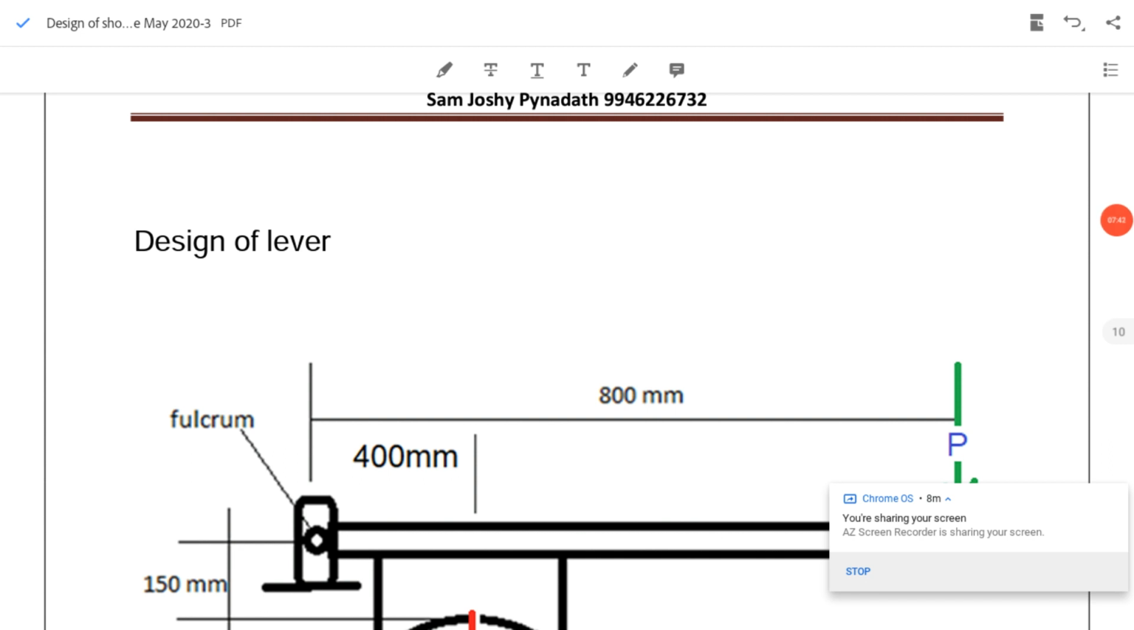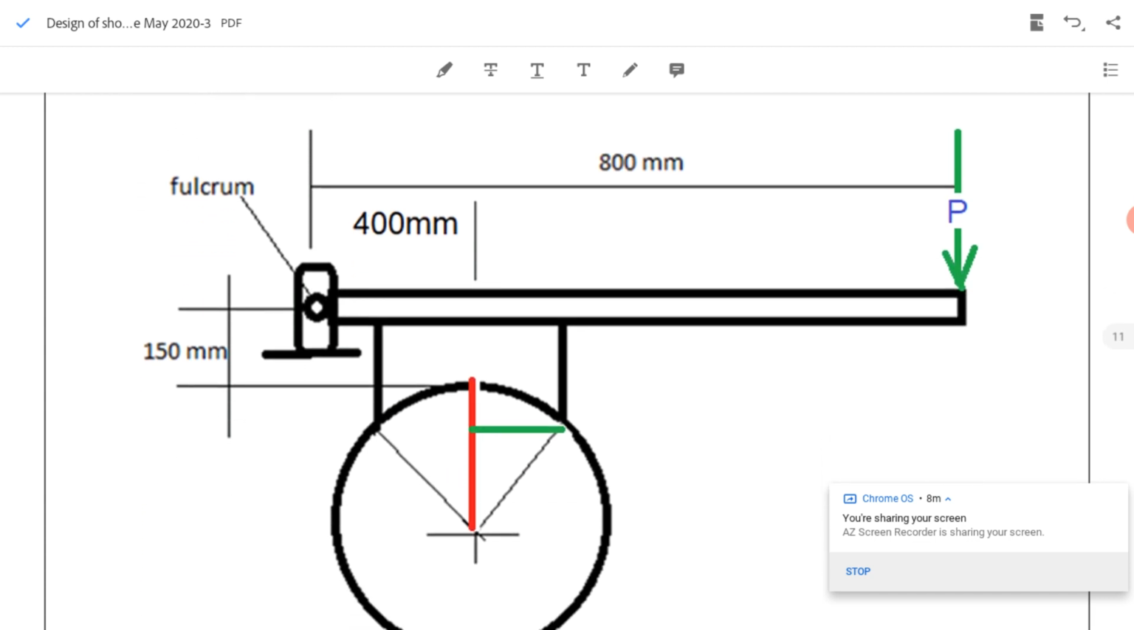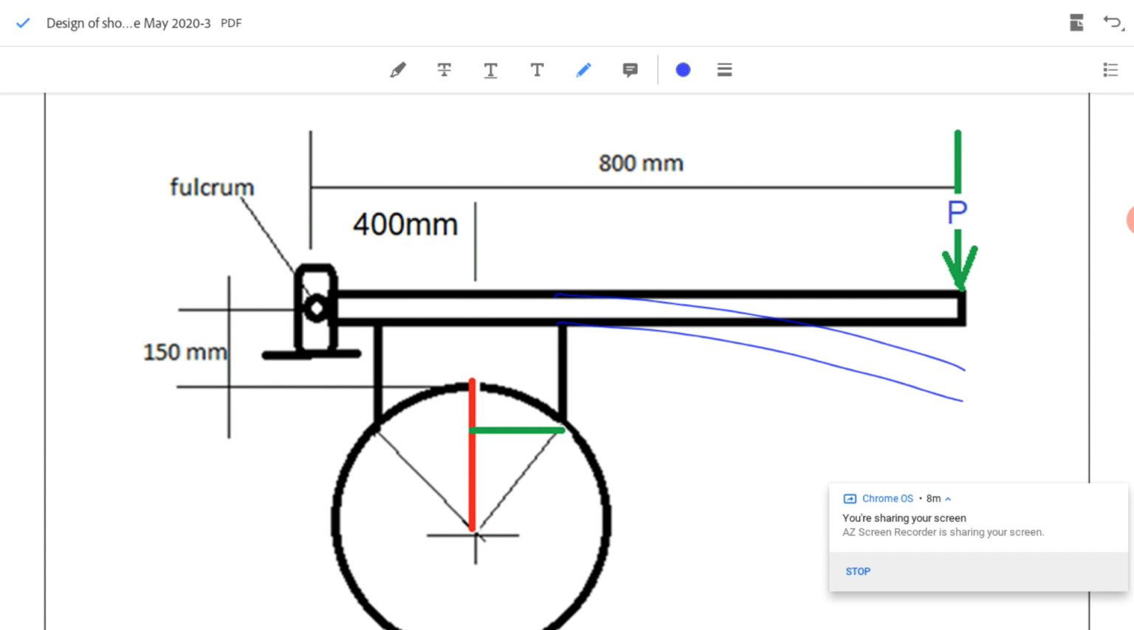Further, I want to design the lever. I want to find the cross-section dimensions of the lever, for which I will be using the moment equation. So we will see how it acts. For the design of the lever, I know that the load P is acting at the end. The lever is long, so it will have bending in this direction. It will bend about this point. So I need to find the distance between the line of action of P and this point X.